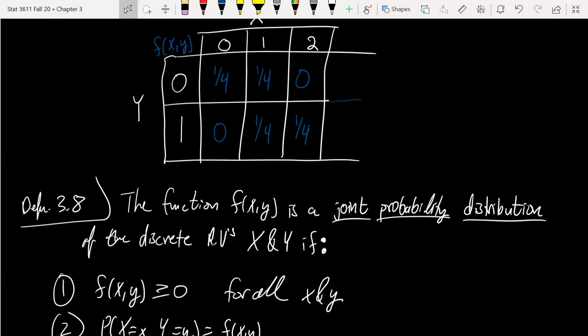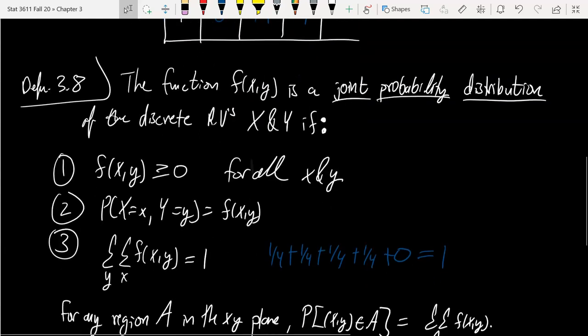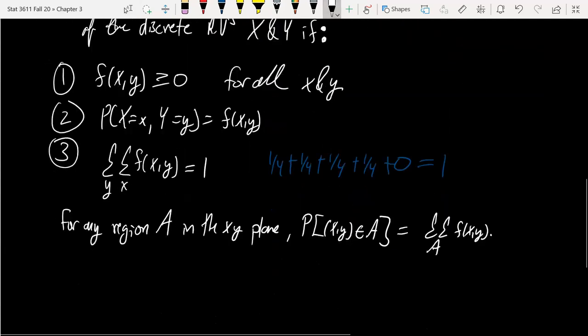We have that. That is in the discrete case. I want to go ahead and just get through the definition in the continuous case at the moment.